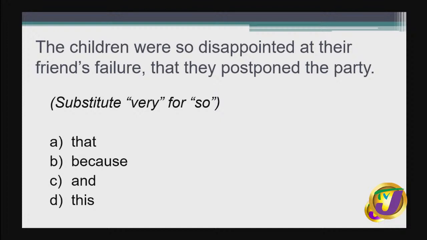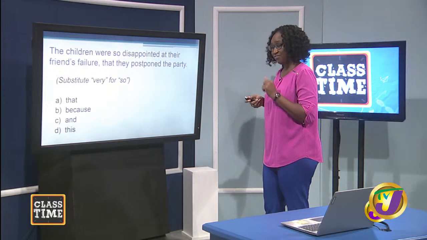So where is very in the sentence now? Sorry, where is so in the sentence? The children were so disappointed at their friend's failure that they postponed the party. So if you're going to kick out so and put in very, you're going to have to say the children were very disappointed at their friend's failure. So what next? How are you going to adjust that last part that says that they postponed the party? Remember, it's not the children were so disappointed anymore. It is the children were very disappointed. So which of these expressions can you use in your new sentence that is still going to say, because they were disappointed, they did not bother to have the party. They postponed it.